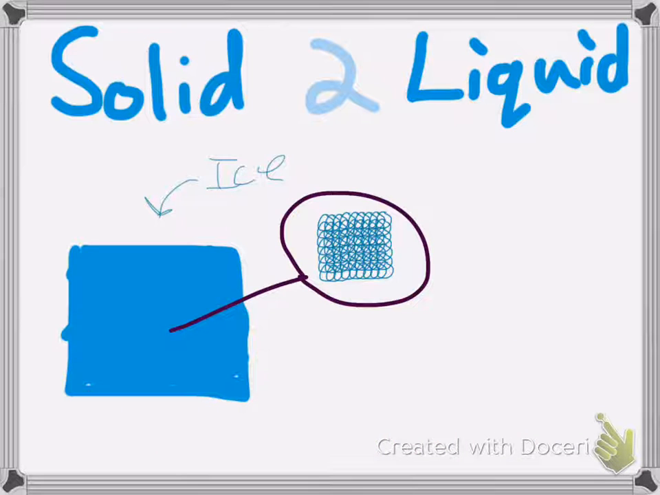Let's start with our solid ice. We want this ice to become a liquid. And as you can see, this ice is made up of water particles bunched up together nice and neatly. And if we want this solid ice to become liquid, we just have to add some heat.